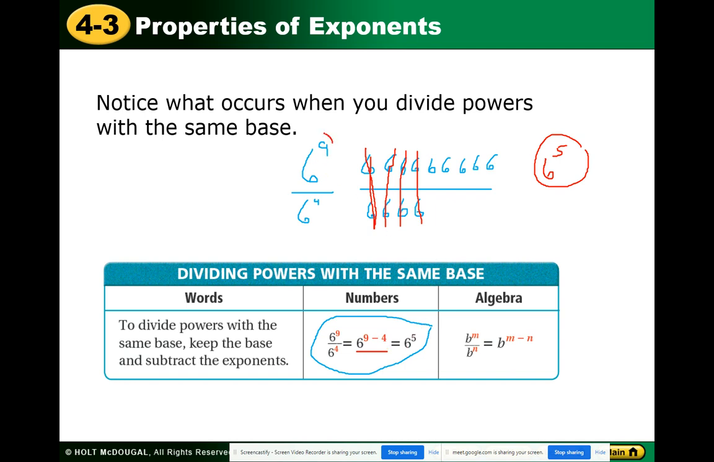Ooh, do you see how if I take 9, the number on top, and I subtract 4, 9 minus 4 is 5, 6 to the fifth. Do you see how that works? Does that make sense, Lucas? Yes, it does. All right, wonderful.